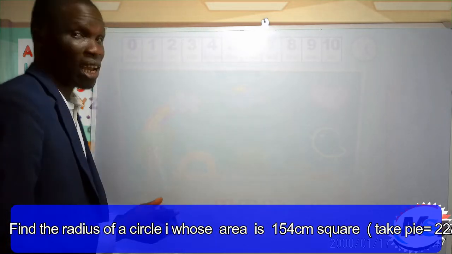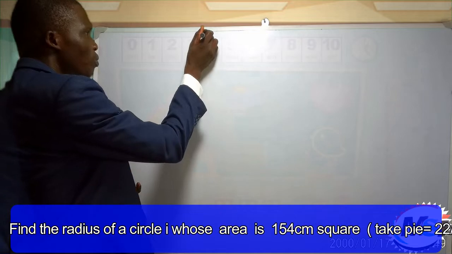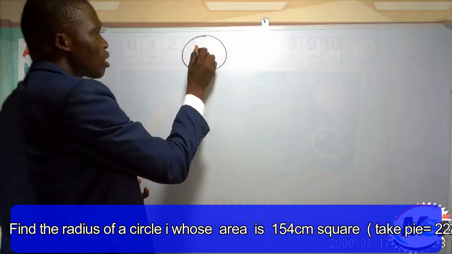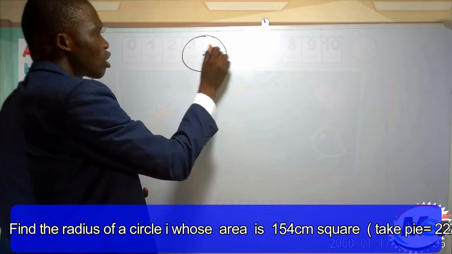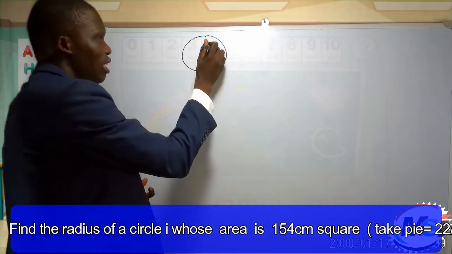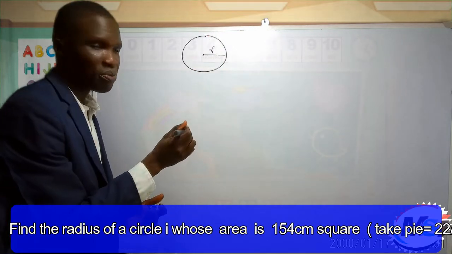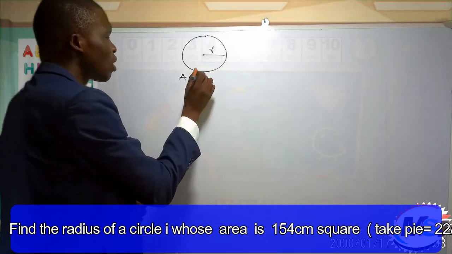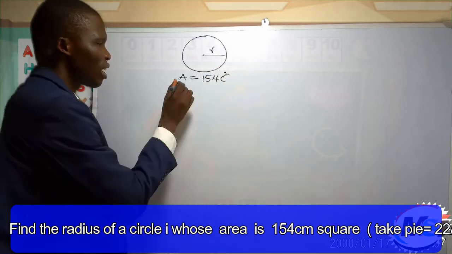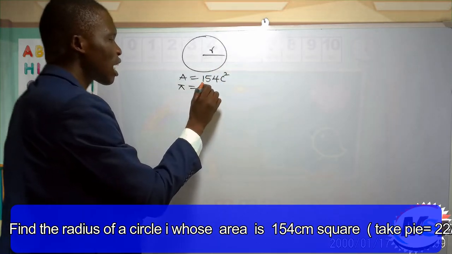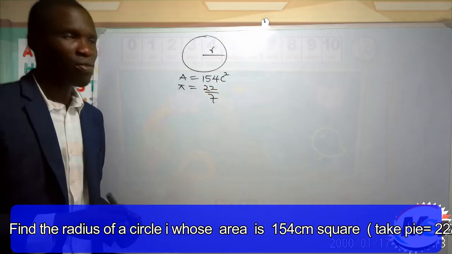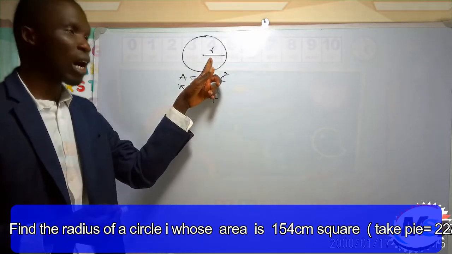Now, you might decide to draw the circle. We have a circle, and the radius is what we are looking for. Area is 154 centimeter square, and pi is given to us as 22 all over 7. So what we are looking for now is r.